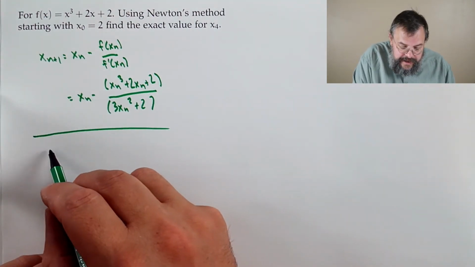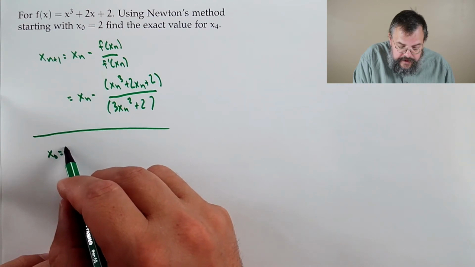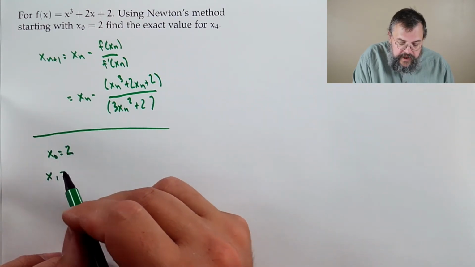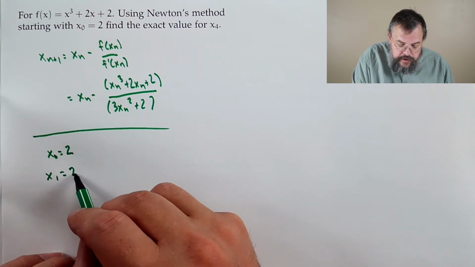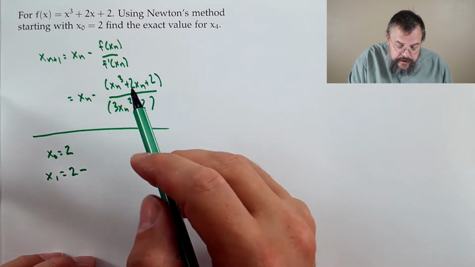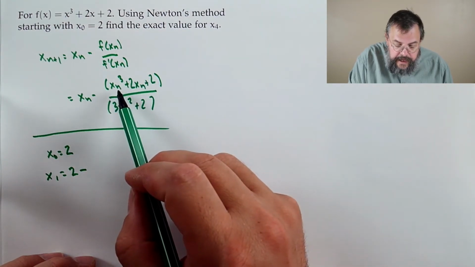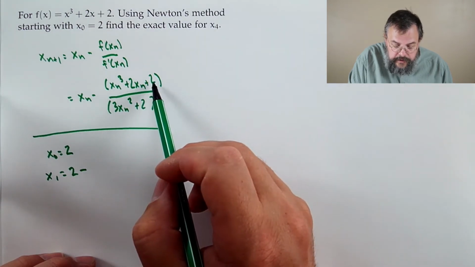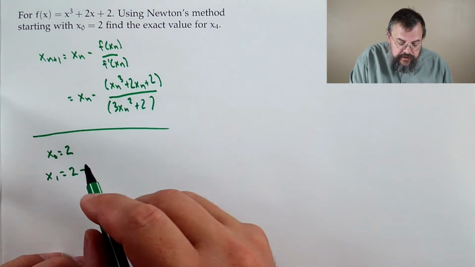So we start. x0 equals 2. All right, how about x1? Well, that's going to be 2, because I put my current guess here, subtract. Now I'm going to plug 2 into the function. So 8 plus 2 times 2 is 4, plus 2. So 8 plus 4 plus 2 makes 14.